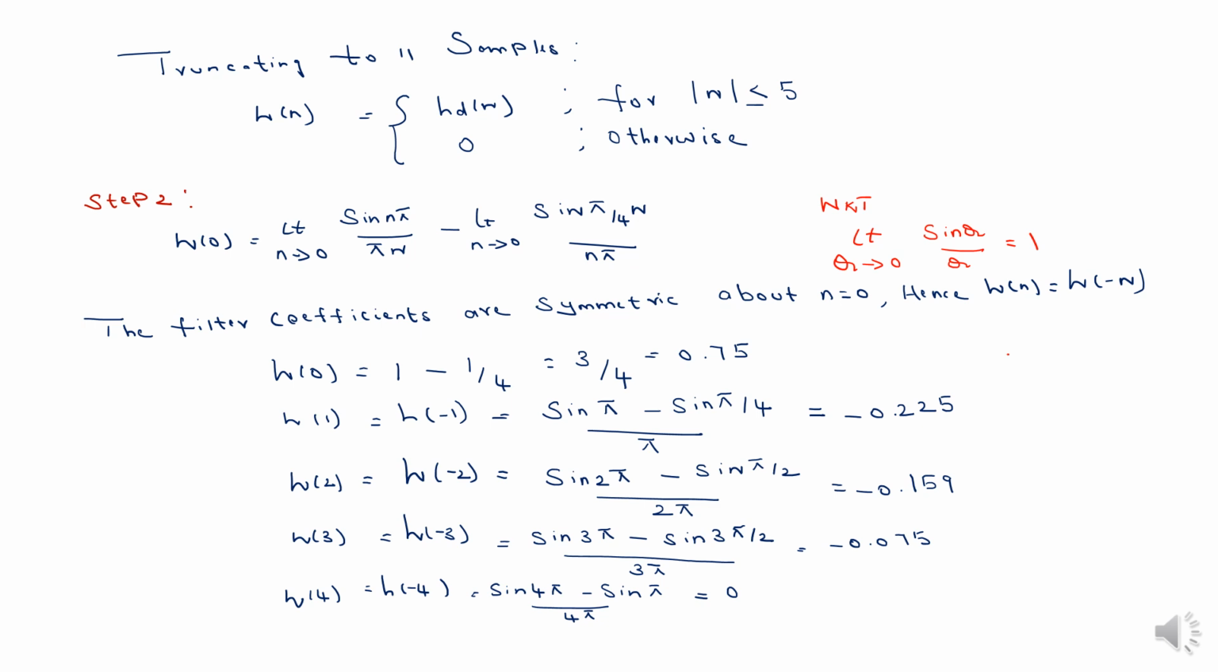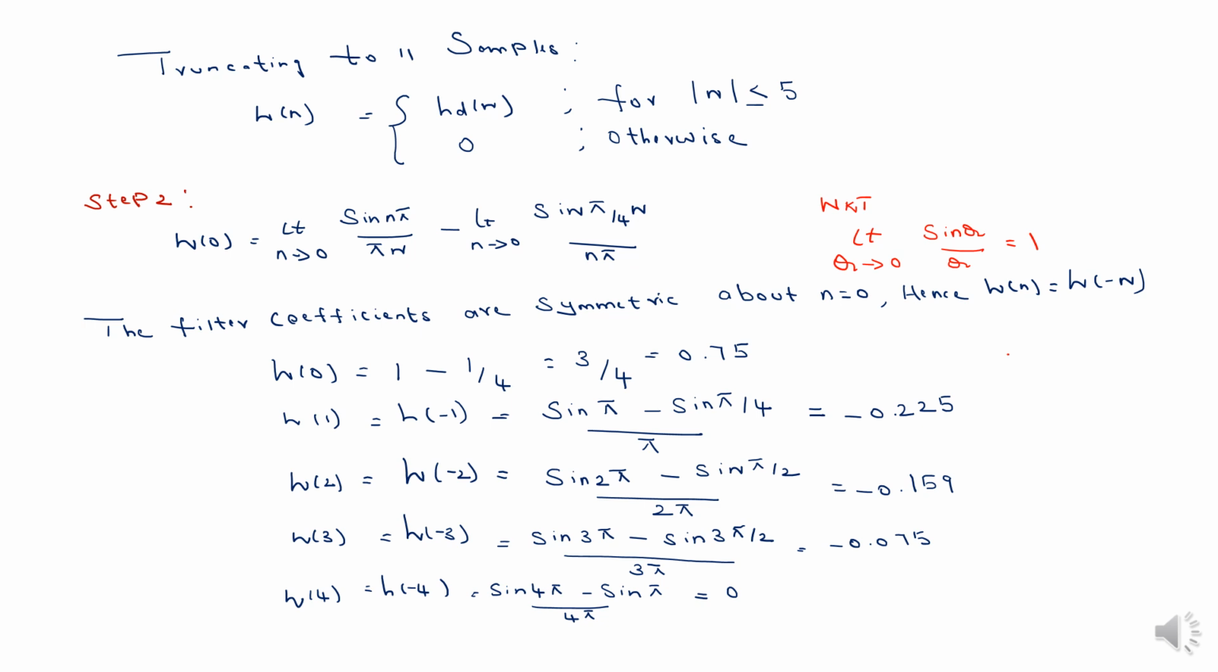Now, according to this, limit theta tends to 0 of sin theta by theta is 1. That condition is satisfied in the first term, where theta is nπ. So for the first term, the value we arrive at is 1, minus. For the second term, it is limit n tends to 0 of sin(nπ/4) divided by nπ.